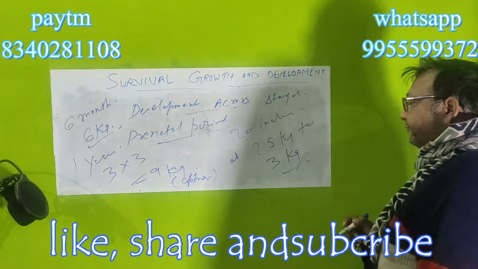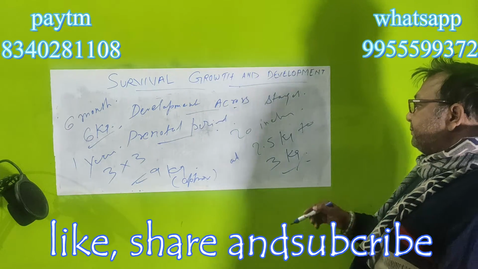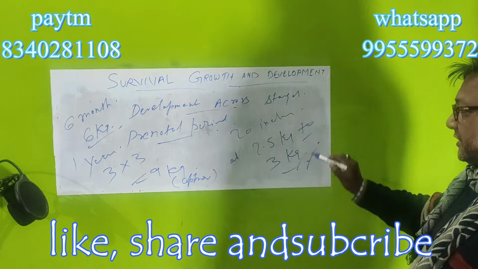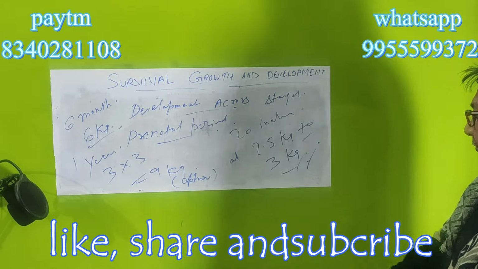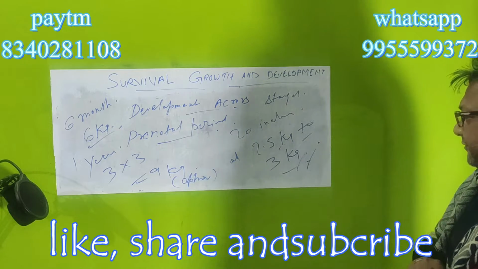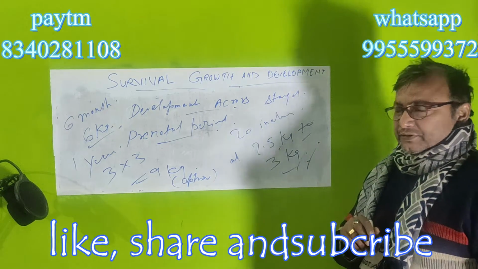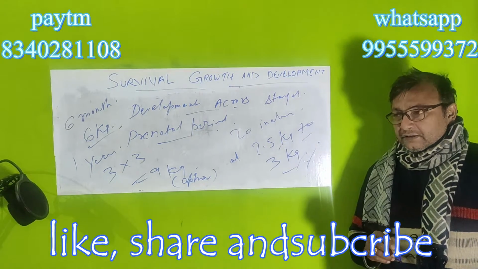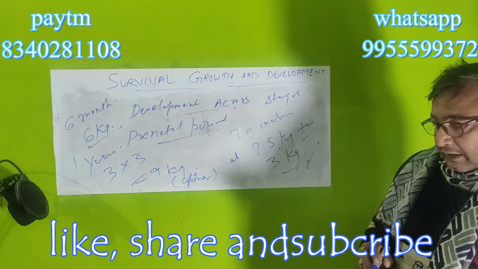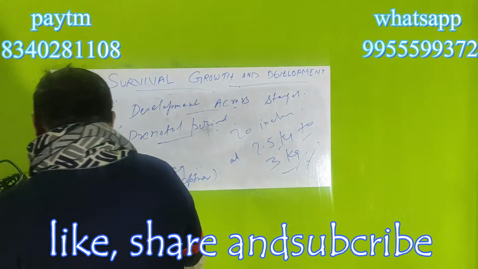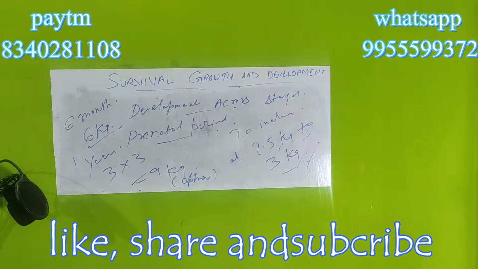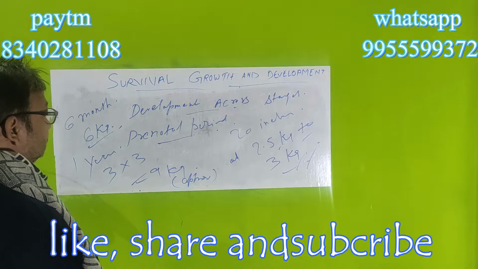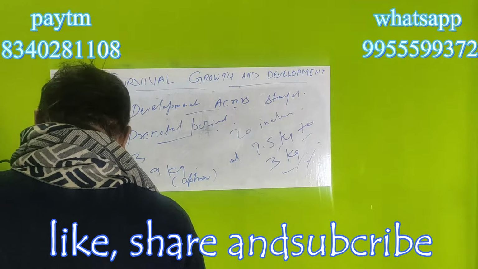So when it is the prenatal period, it is around 2.5 to 3 kg, and after 6 months, if it is 2.5, it becomes around 5 kg. If it is 3 kg, it becomes 6 kg. Approx after 6 months the weight doubles compared to the weight at birth, and after 1 year it becomes triple the birth weight.